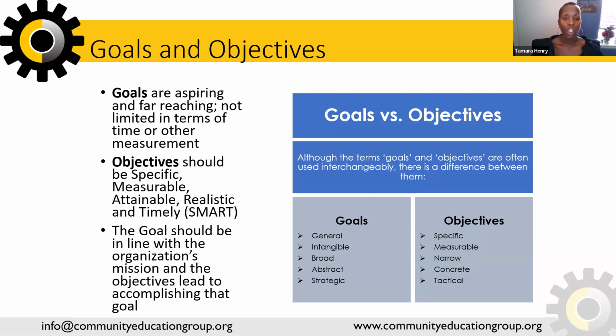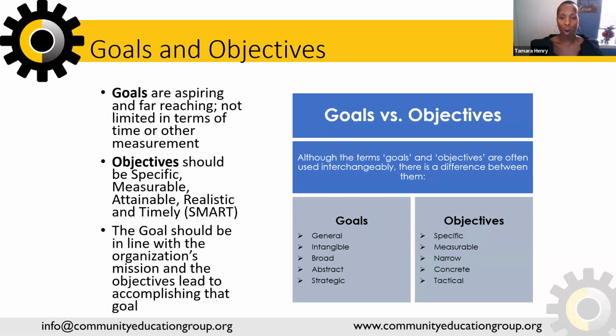Objectives, however, should be what we consider SMART. And that acronym SMART refers to specific, measurable, attainable, realistic, and timely. So anytime we think about how we can implement our programs, each objective should tie into the goal, but be extremely measurable. You want to make it as concrete as possible.